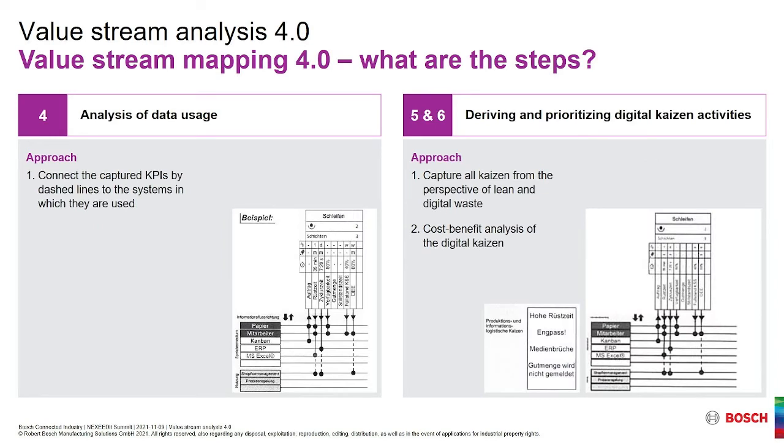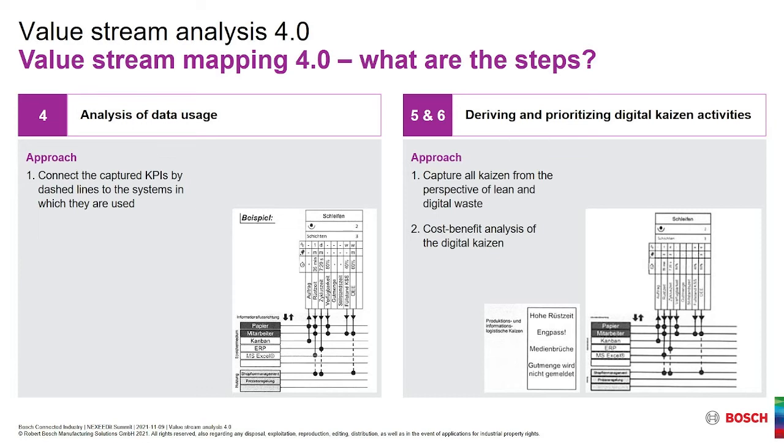Coming to data usage, what you can see in the image down here on the left is still our process box. We captured our process KPIs and now we want to know how we use them. So we go on with dashed lines to the systems in which they are in use. Here we have a grinding process. The setup time, for example, is recorded on paper, but also in an ERP system, but maybe not used for shop floor management later on. Maybe the operator could use this important KPI for daily operation. So really analyzing step by step, where is the information stored, how is it used, and how can I make use of it in the downstream process?